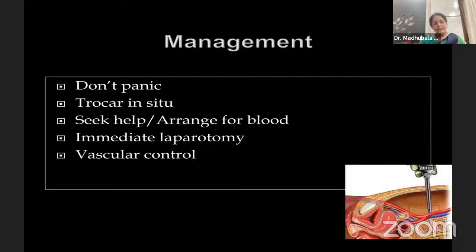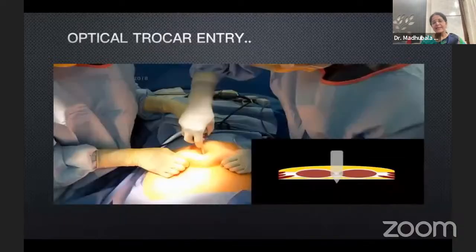Management: it is easy to say don't panic, but our heart will be in our mouth. But we should not remove the trocar. The trocar should be in situ. We should seek help, arrange a team, arrange for blood, and then if you're not well versed with laparoscopic sutures, immediate laparotomy and vascular control. We have stalwarts here in this session talking about all these injuries, so we don't have to go into detail.